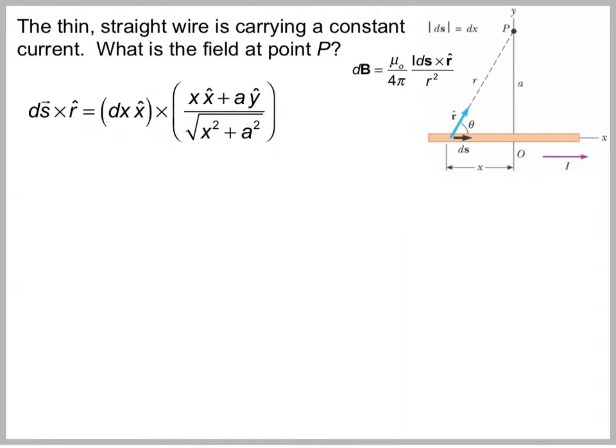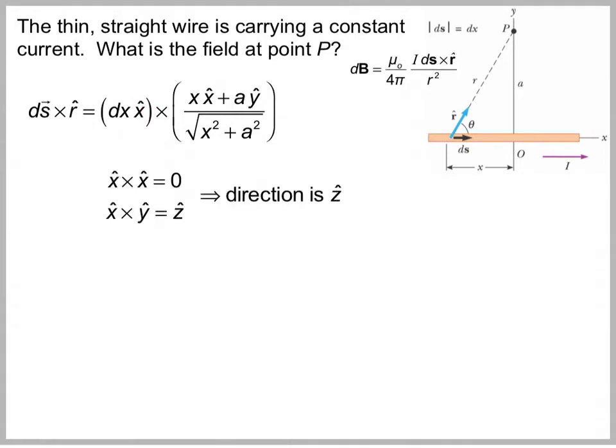Now remember, x hat cross x hat is going to be 0, and x hat cross y hat is equal to z. So the direction of the magnetic field at this point here is in the z direction, which using our right-hand rule we see is straight out of the page.